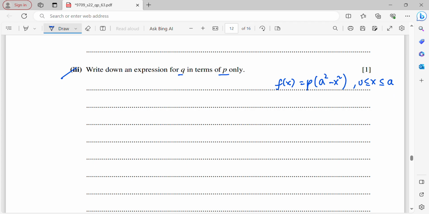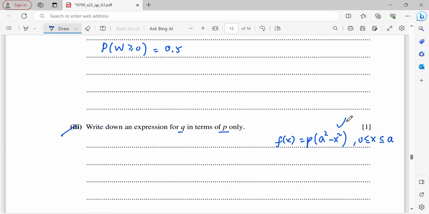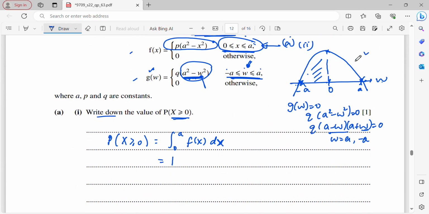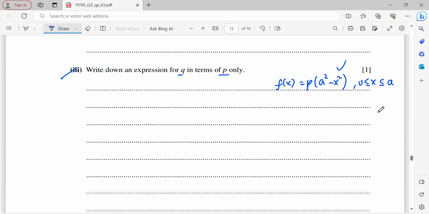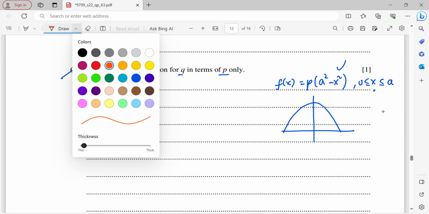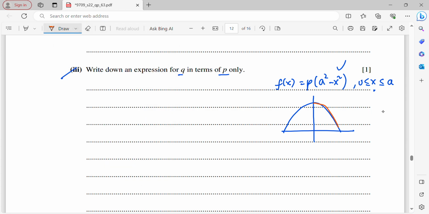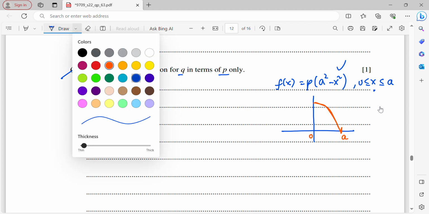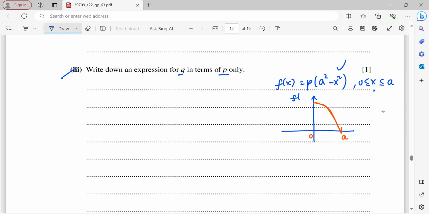Now I have to sketch this graph. Again, this is a quadratic curve, similar to this graph, in the same shape. It's supposedly like this, but my graph is just defined from 0 to a, which means I will be getting this part only. Here is my a, here is my 0. So I have to erase the blue curve. So this is my fx.